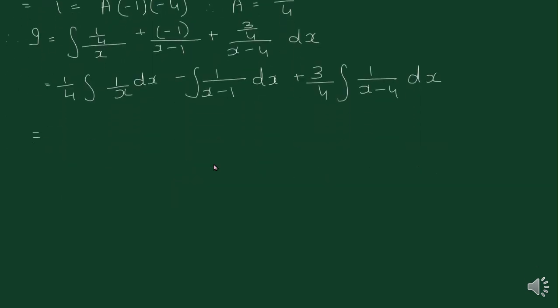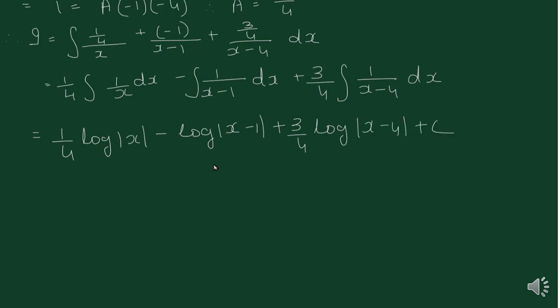So our final answer comes out to be 1 upon 4 log x minus log x minus 1, because the integral of 1 upon x minus 1 becomes log x minus 1, plus 3 upon 4 log x minus 4 plus c. So this becomes our final answer.